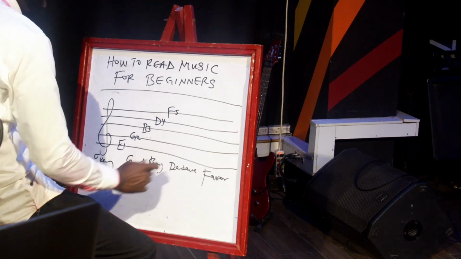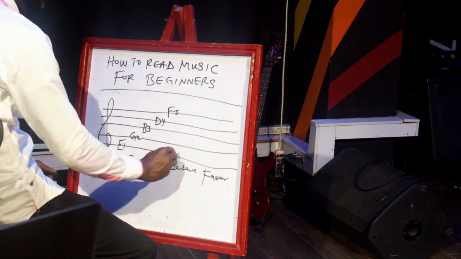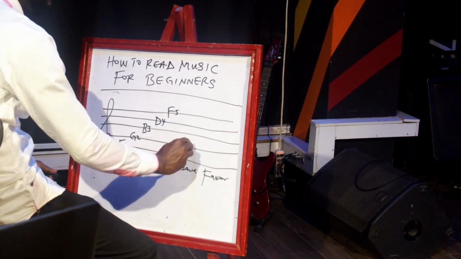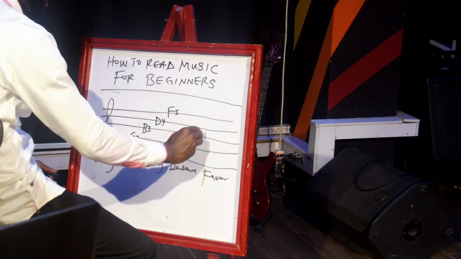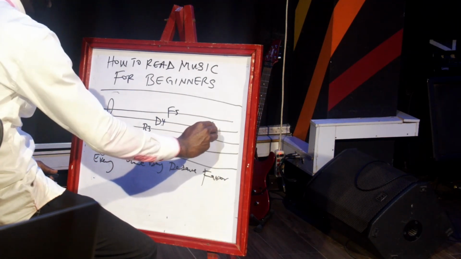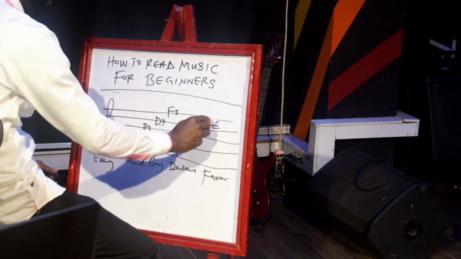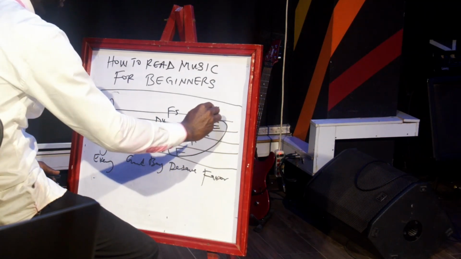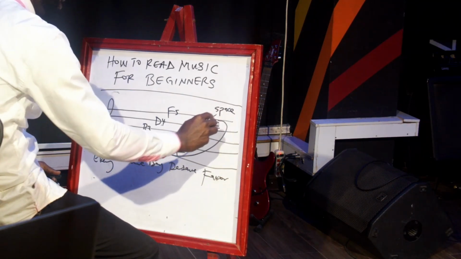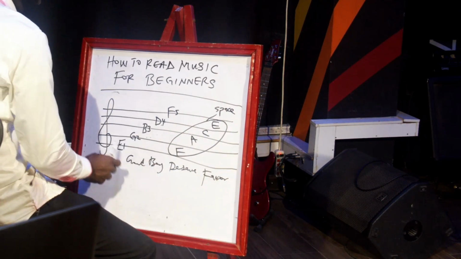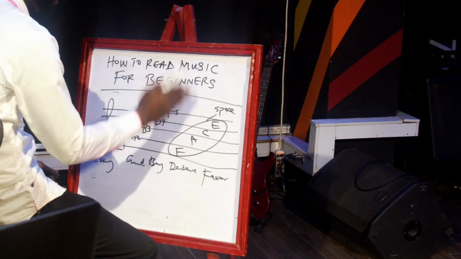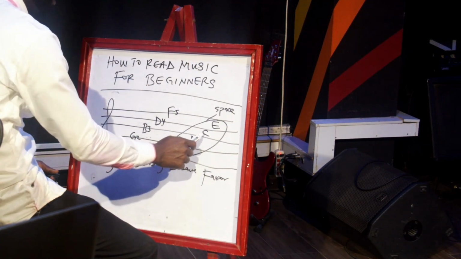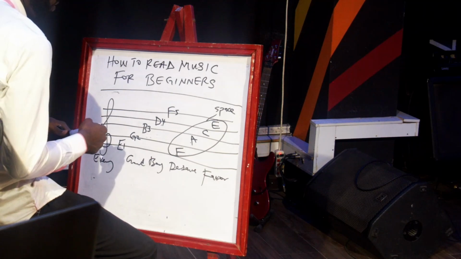But for the spaces, after E, we have letter F, letter A, letter C, and letter E. So we can call it FACE. So these are the names of the spaces of the treble clef, F-A-C-E. So that is what we have.